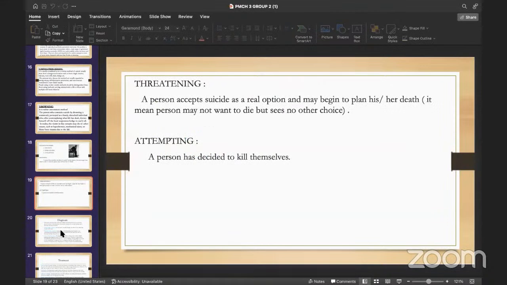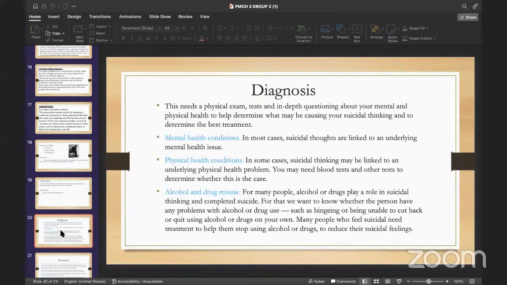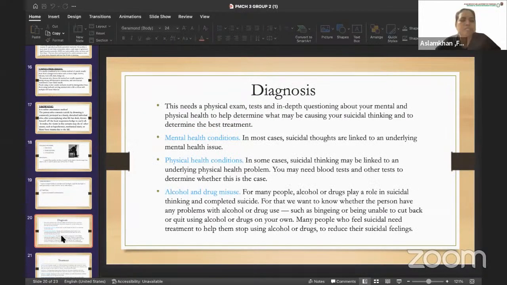A person accepts suicide as a real option and may begin to plan his or her death. It means a person may not want to die but sees no other choice. Attempting. A person has decided to kill themselves. Next slide. These three are some of the stages of suicidal behavior.